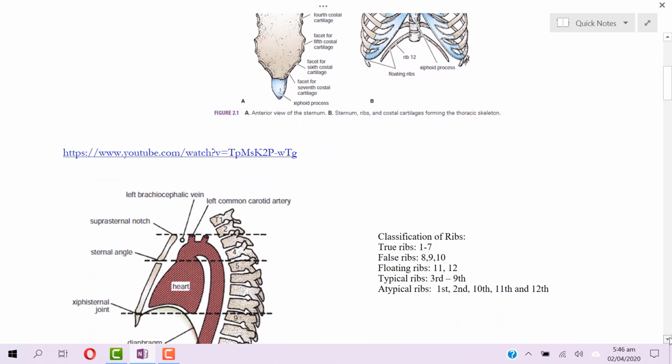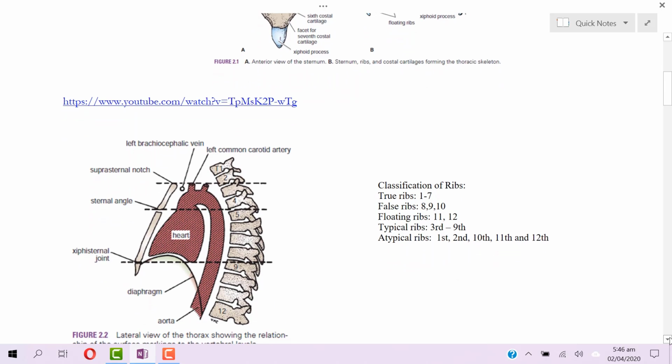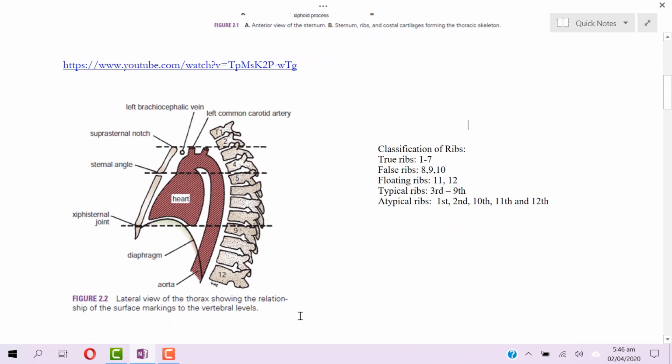This is the video link which I will paste along with the lecture. Can you see this diagram? This diagram is also very important. It is the side view, showing some of the levels. This is the manubrium, this is the body of the sternum, and this is the xiphoid process. This is the median area which is called the mediastinum.